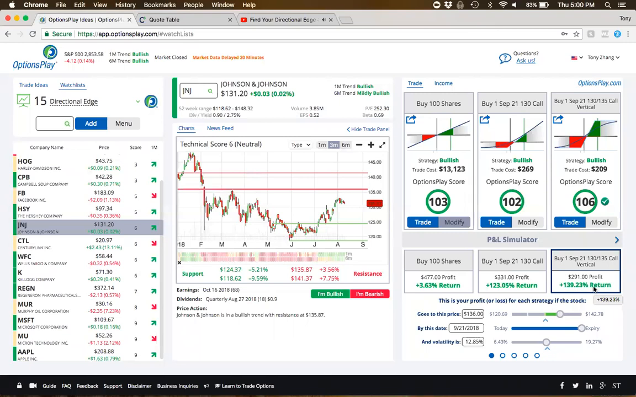And this is where you can get into really explosive trades by taking the directional view that you get with OptionsPlay and turning it into returns that you couldn't get by trading stocks.